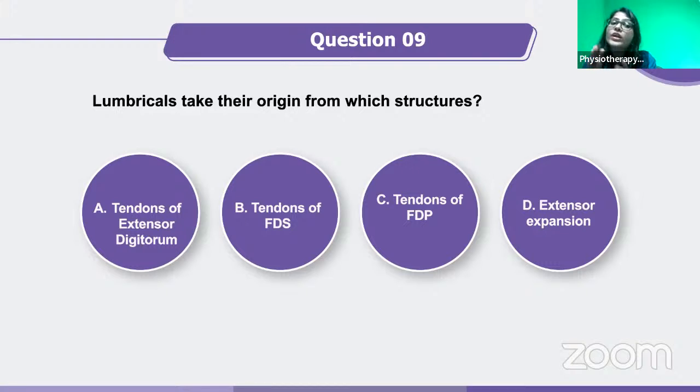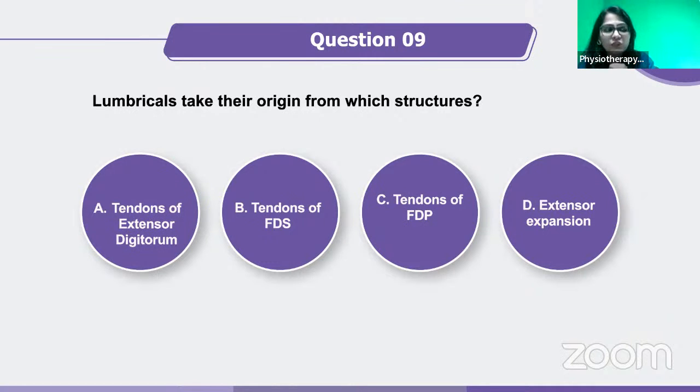Lumbricals take their origin from which structure? A, tendons of extensor digitorum. I thought lumbricals are present on the anterior aspect. From the anterior aspect, okay, I will tell you one very interesting fact about it. You will love it. Okay, first let me see your answers.